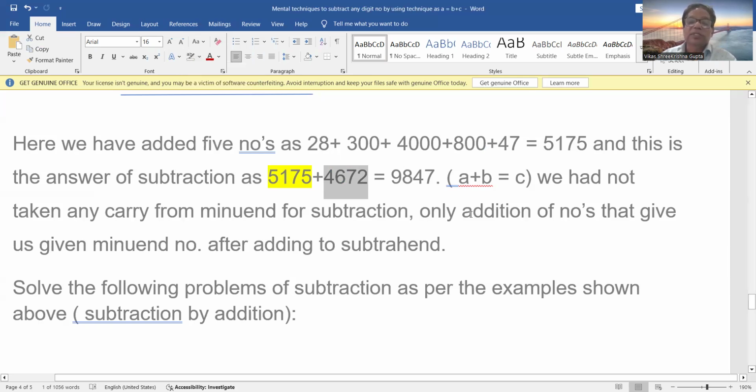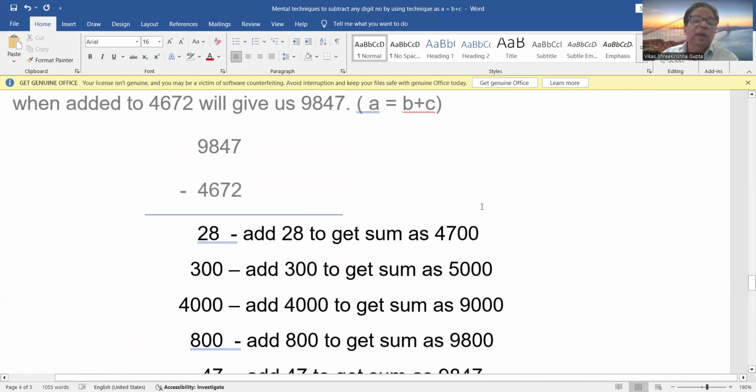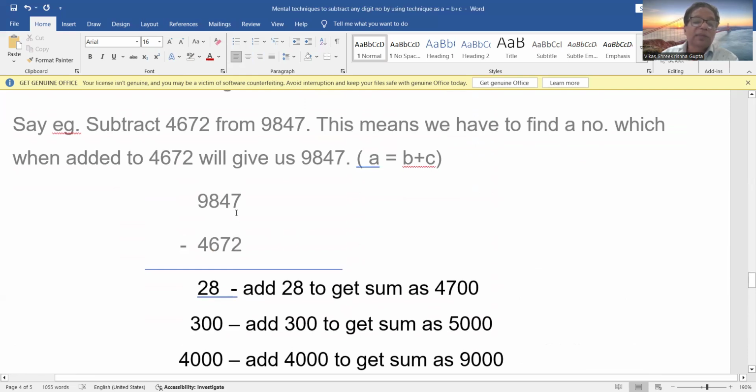Now this is based on the simple technique A plus B is equal to C, right? And in this procedure, I have not taken any carry from any number. You see, this 7 is more than 4. So definitely, if you go by the school method, then you take a carry from 8 to subtract 7 from 14. But I have not taken any carry. I have done the reverse way by addition.